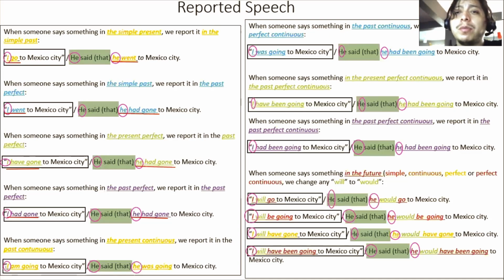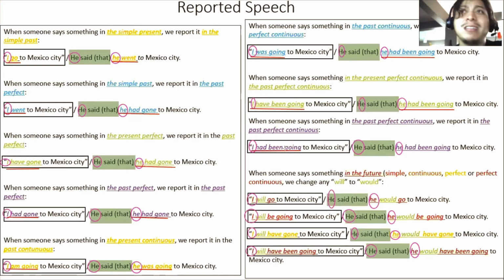When they are using the present continuous, I am going to Mexico City, you report it in the past continuous. He was going to Mexico City. If somebody is using the past continuous, I was going to Mexico City, we report it in the past perfect continuous. He had been going to Mexico City. The present perfect continuous, I have been going to Mexico City, you report it in the past perfect continuous. He had been going. And the past perfect continuous, I had been going.